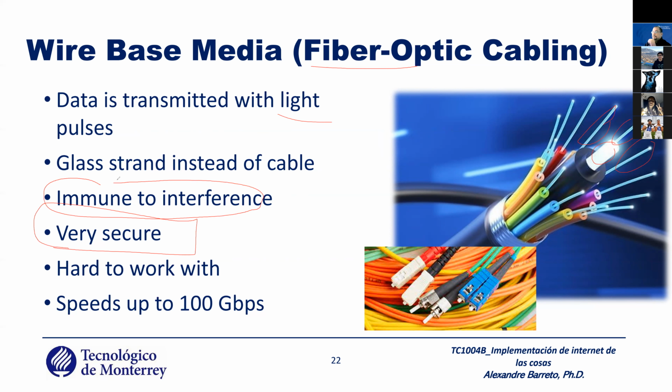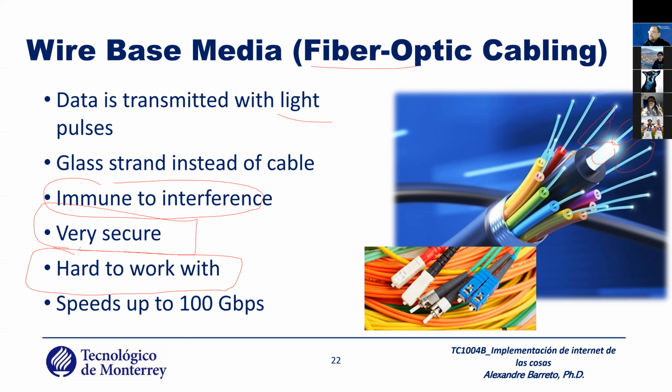You can put, for example, a fiber in the duct where you have electricity cabling. You don't have any problem because you use light, you don't use electricity. And because it uses light, you don't have any problem with electromagnetic interference. But there is a problem.